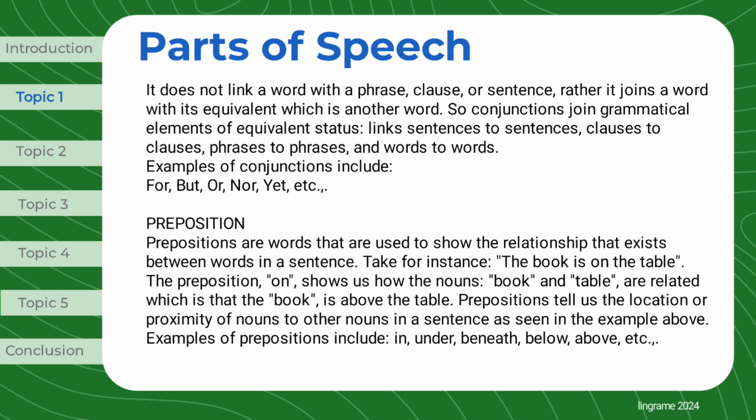Preposition. Prepositions are words that are used to show the relationship that exists between words in a sentence. Take for instance, the book is on the table. The preposition, on, shows us how the nouns, book and table, are related, which is that the book is above the table. Prepositions tell us the location or proximity of nouns to other nouns in a sentence as seen in the example above. Examples of prepositions include in, under, beneath, below, above, etc.